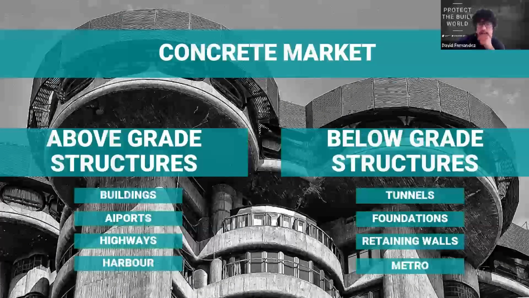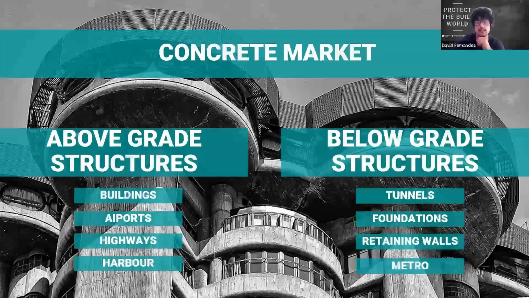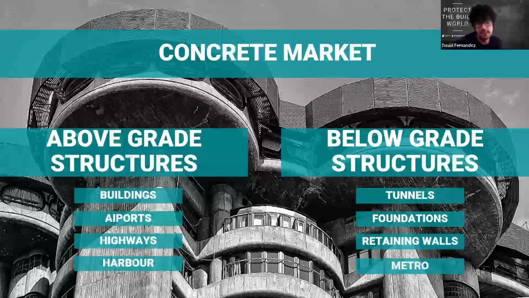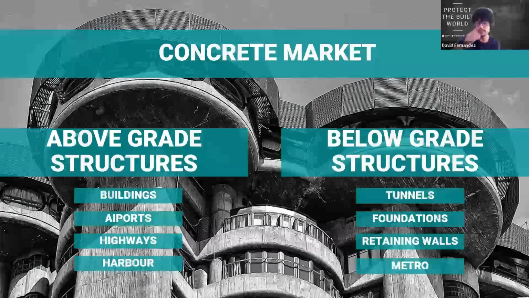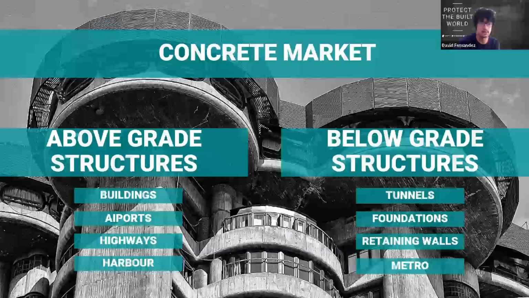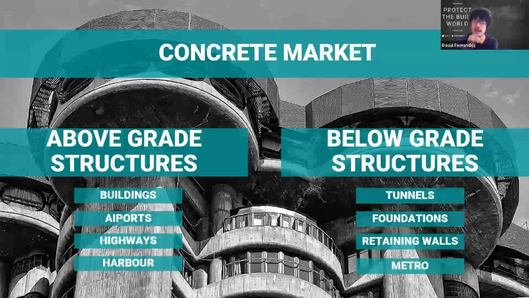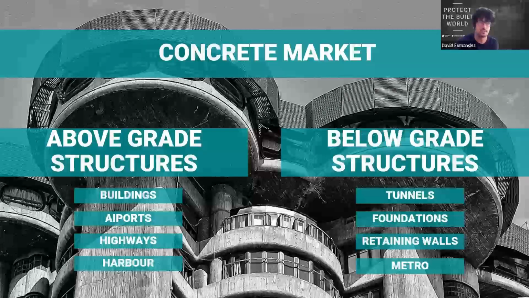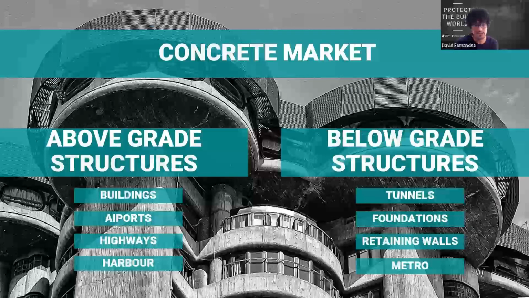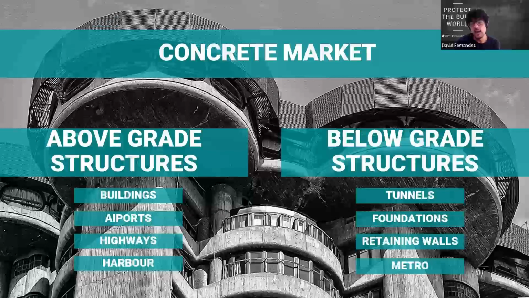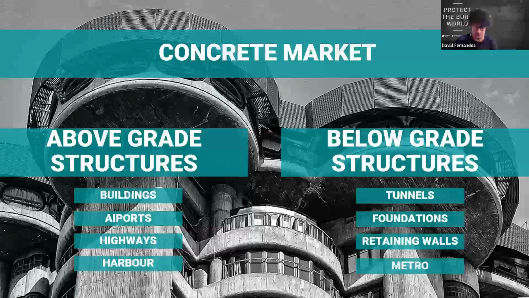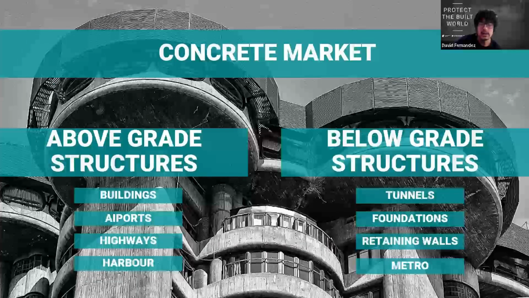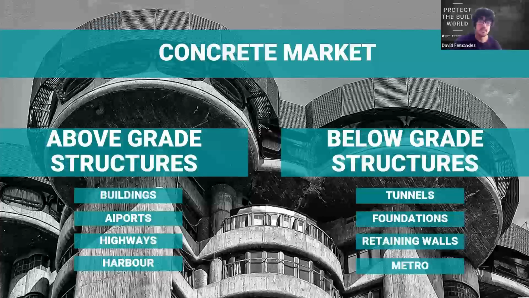And then in this market, I like to separate the civil structure into 2 different parts, because you will see our device has 2 different features. So that's why I think it's important to differentiate. So we have the above grade structure. There we have buildings, airports, highways, harbors, any kind of civil infrastructure you may have above the grade level. And then we have the below grade structure. As an example, we have tunnels, foundations, retaining walls, metro, subway. You can imagine there are a lot of different types.